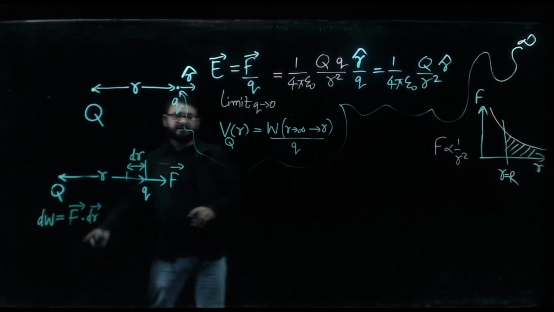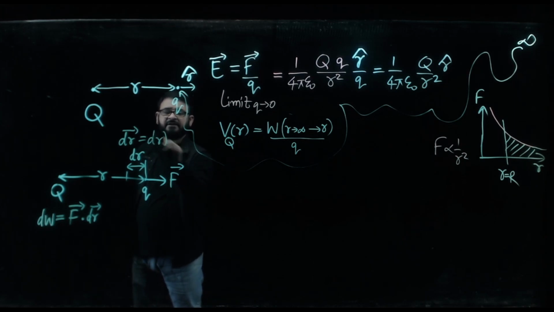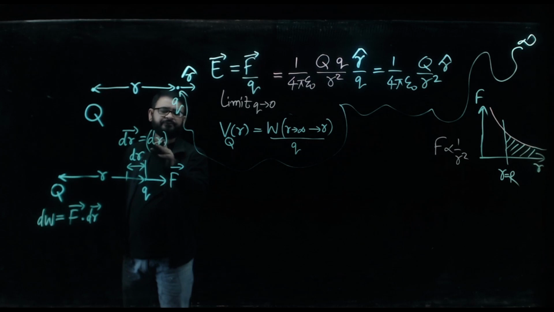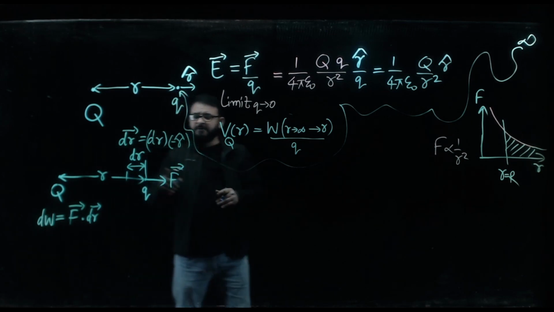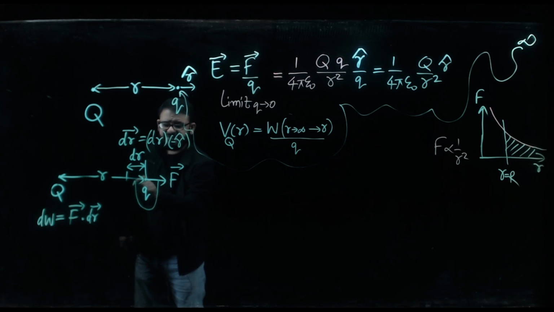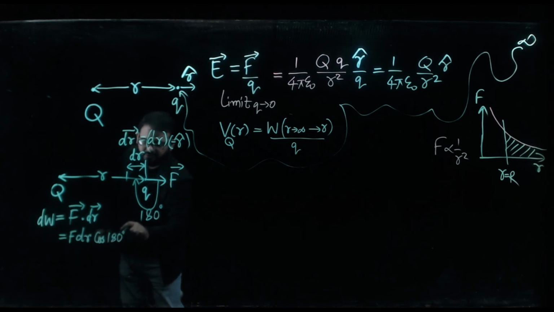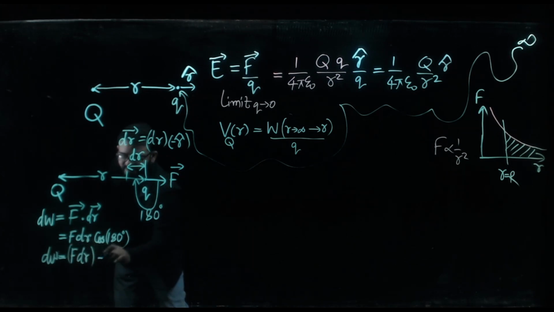Right? Now dr is also a vector. We write the dr vector as dr times some unit vector. Suppose we take a unit vector along this direction as r cap, then in the inverse direction we will have minus r cap. Or we can look at the force. Force is in this direction while the displacement is in another direction. So the angle between force and the displacement is 180 degrees, right? So from here we can write F dr cos 180. We already know cos 180 is minus 1. Okay, so we can write the tiny work done is equal to F dr times minus 1.